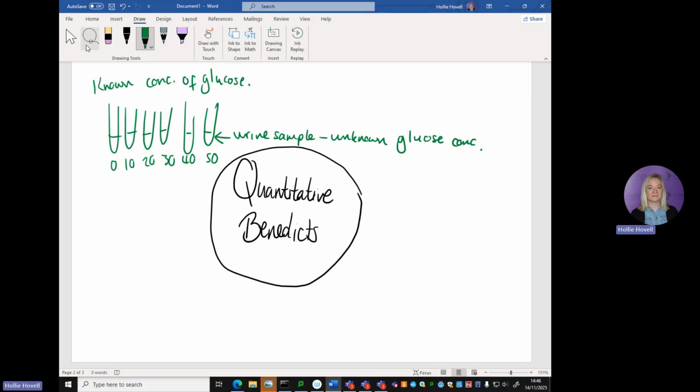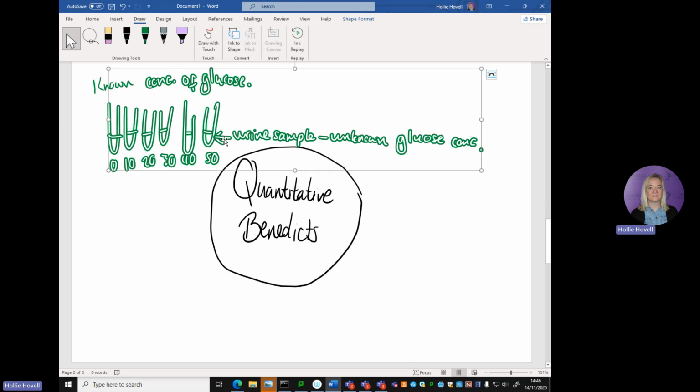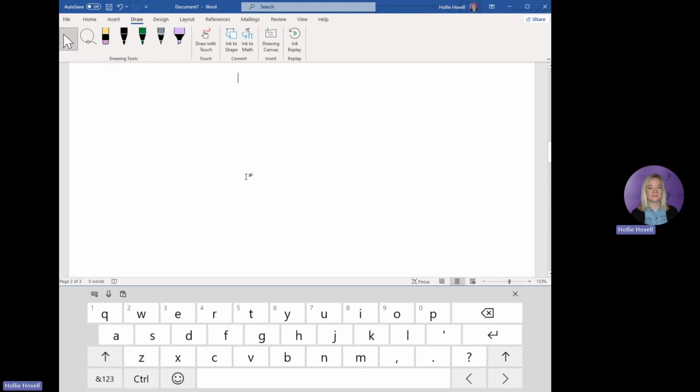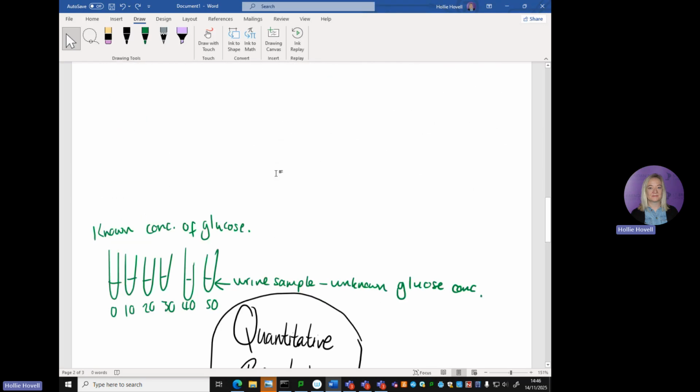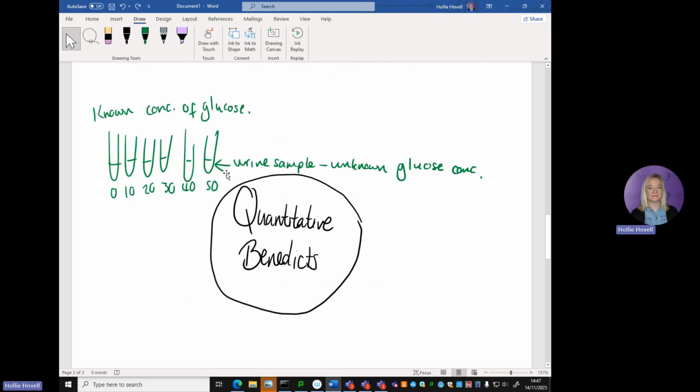So in there, we didn't put our urine sample. That's what I'm trying to say. Doesn't want me to rub it out. Never mind, I'll just cross out. So we didn't put our urine sample in there. I'll talk about that in a minute. We put in the bottom of here our known glucose concentrations, and these are the glucose concentrations in millimoles.